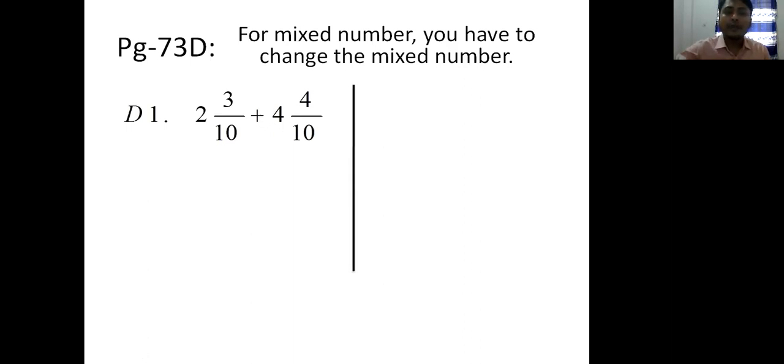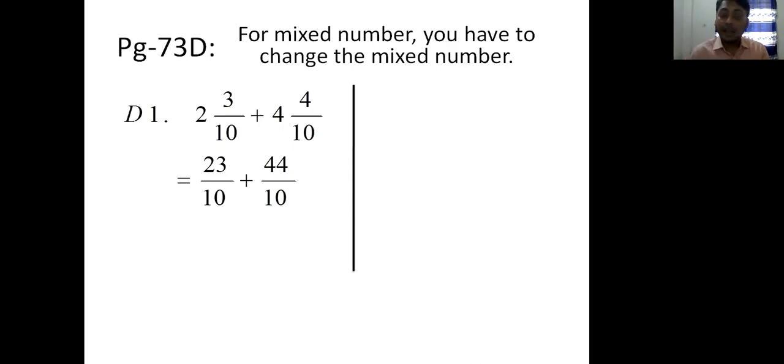So first of all, you have to change the mixed number. You know how to change a mixed number. The denominator has to be multiplied by the whole number first. So 10 times 2 is 20. Then the result will be added with the numerator. So 20 plus 3, 23. That's why it came like this: 23 by 10. I hope you understood. Here, same things. 4 multiplied by 10, 40, plus 4, 44 by 10.